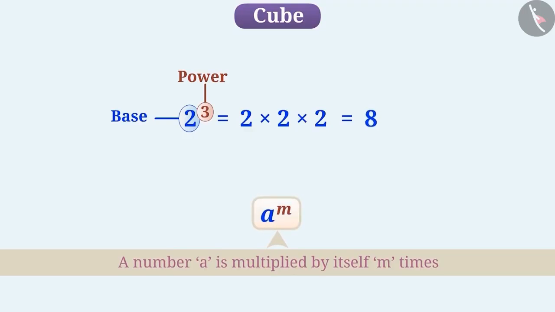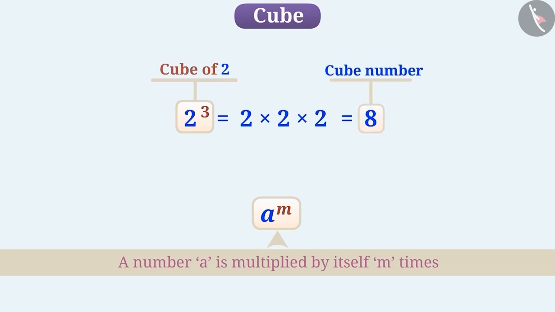Now look at the number 8. If we multiply 2 three times by itself, we get the number 8. Therefore, we can express 8 as 2 to the power of 3. We read this as cube of 2, which has the value 8. Here 8 is a number that is obtained by multiplying number 2 three times by itself. We call such a number a cube number or a perfect cube.